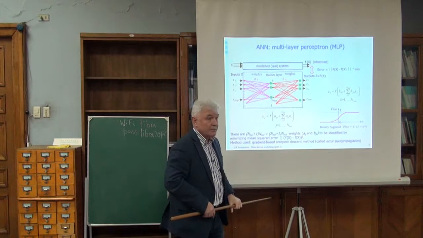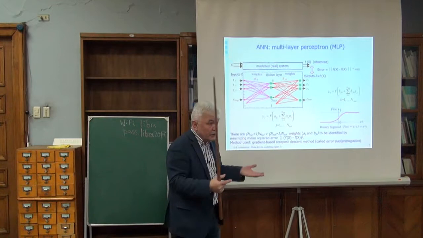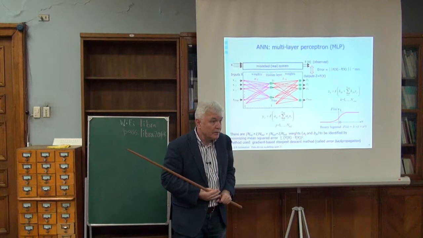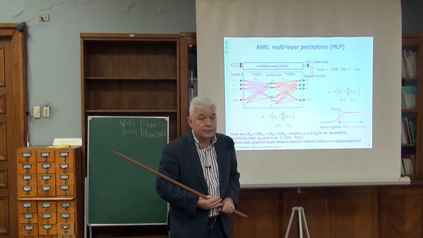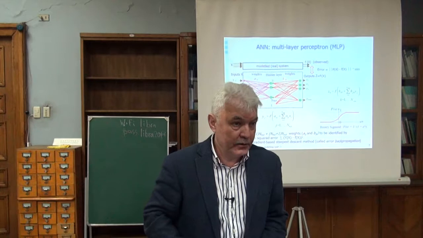So overall, it's a nonlinear regression model. Why is it called a neural network? Because people in the 40s, when the first computers started to appear, thought, why don't we build a computer that would resemble the human brain? And the human brain is made of neurons, which work in a similar fashion.